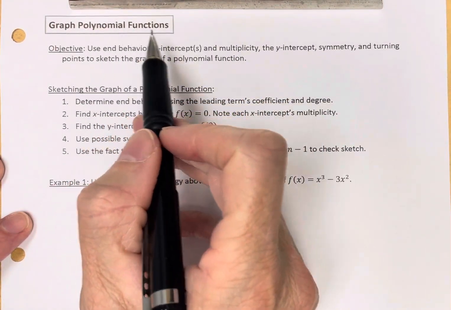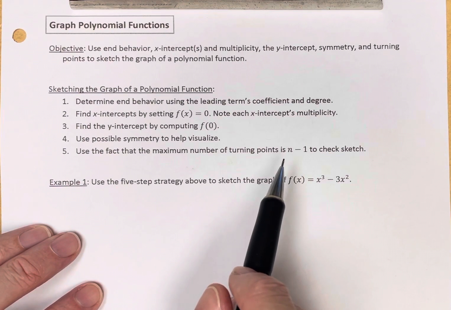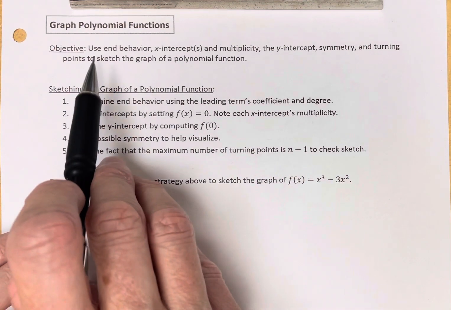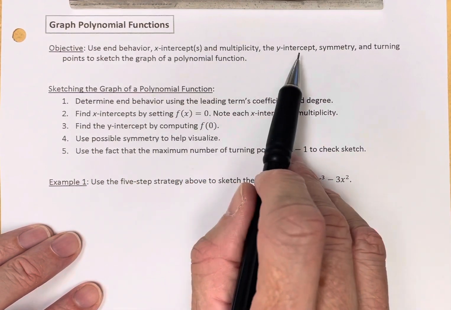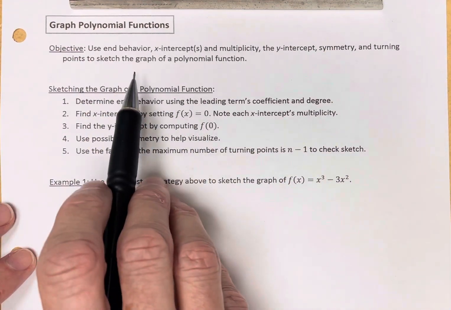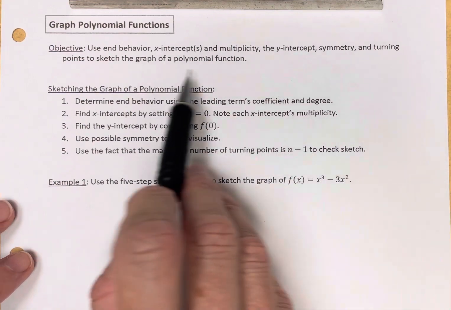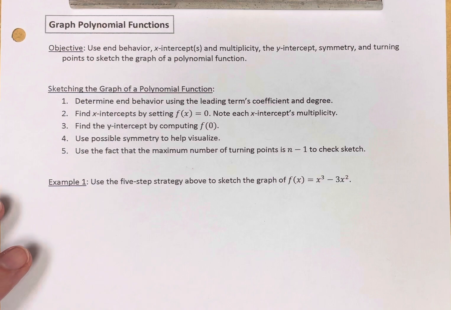Graph polynomial functions. Okay, so let's pull all this together. We've done a number of videos on all the pieces of graphing polynomial functions. In this video, we're going to use the end behavior, the x-intercepts and multiplicity, the y-intercept, symmetry, and turning points to sketch the graph of a polynomial function. Now we know a lot, and I didn't list it all down here because it probably would have taken the entire page, but we'll go over it as we go through our example.